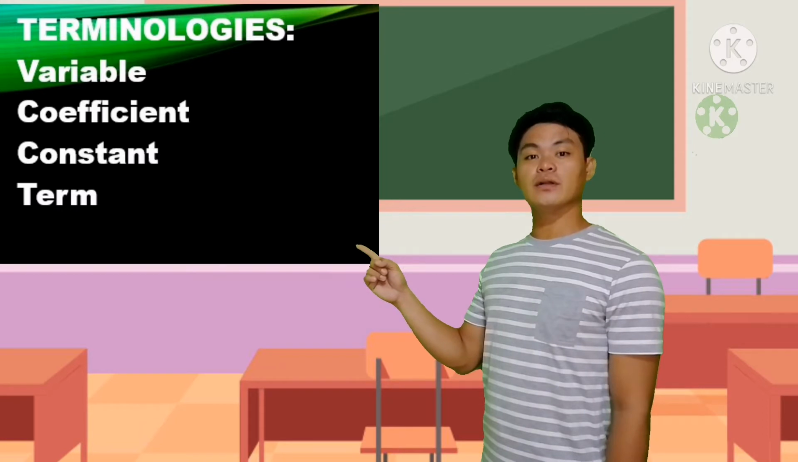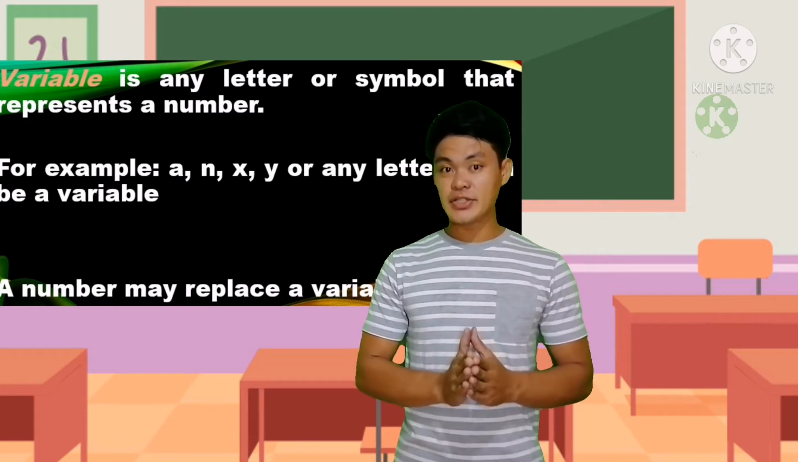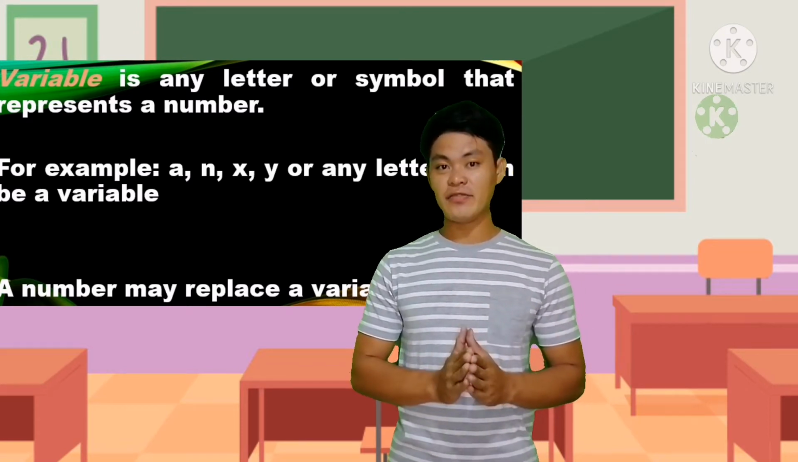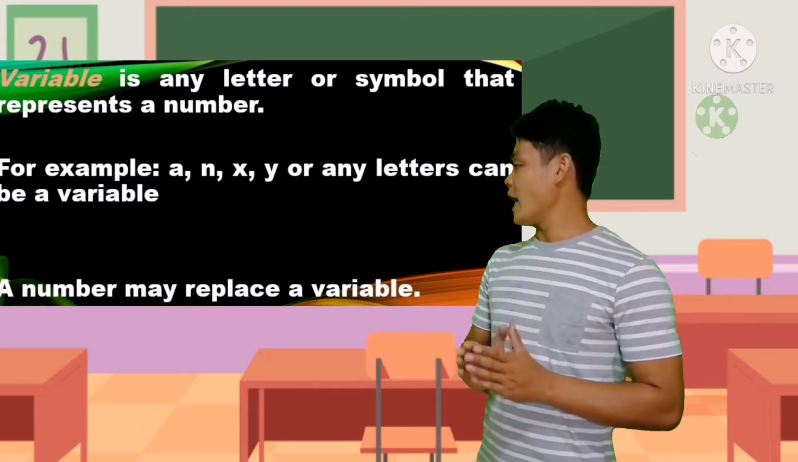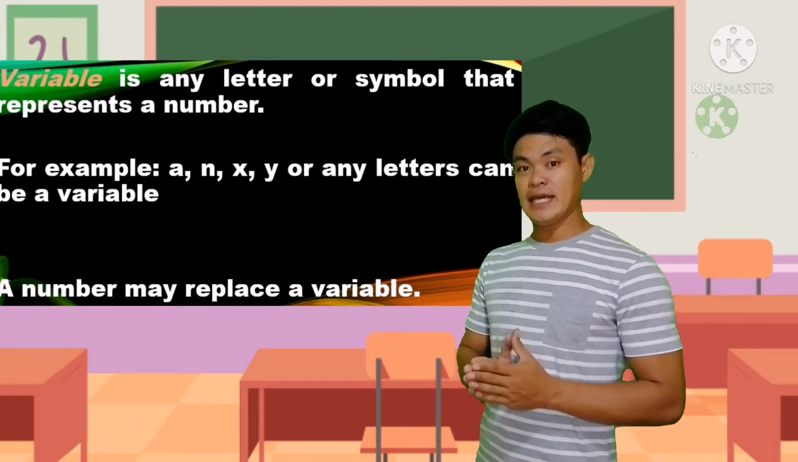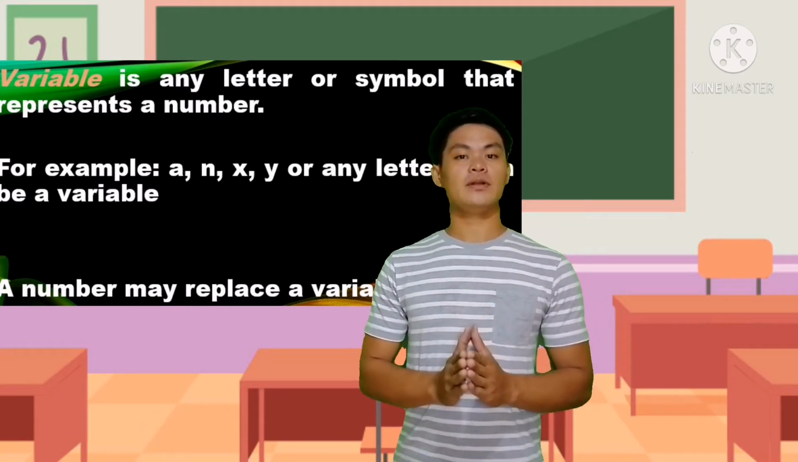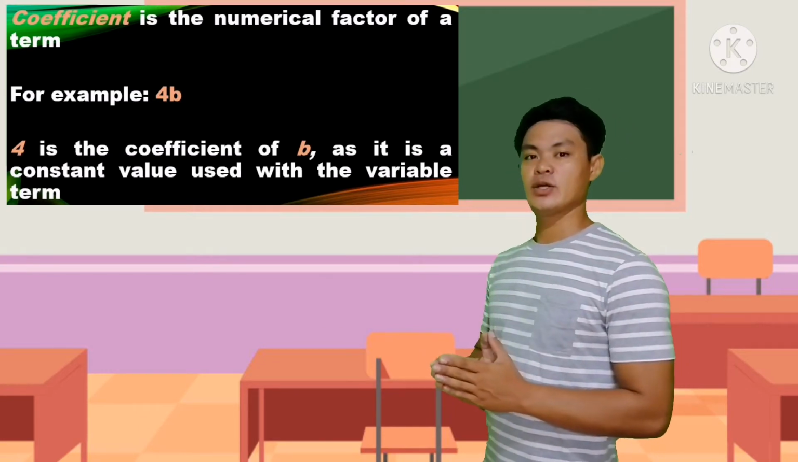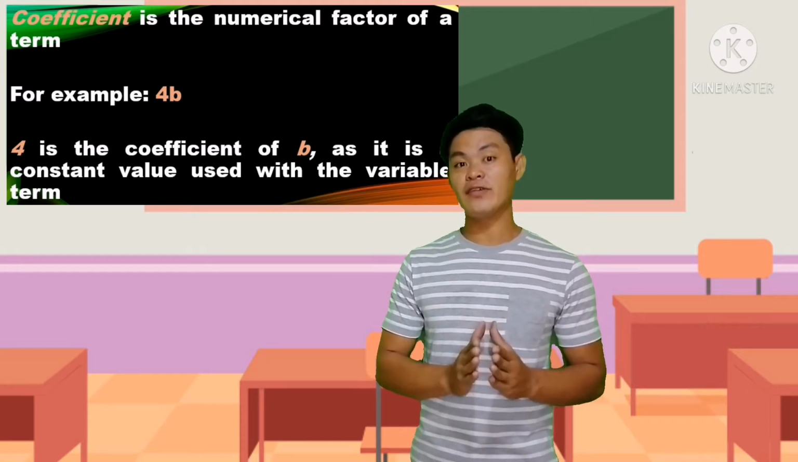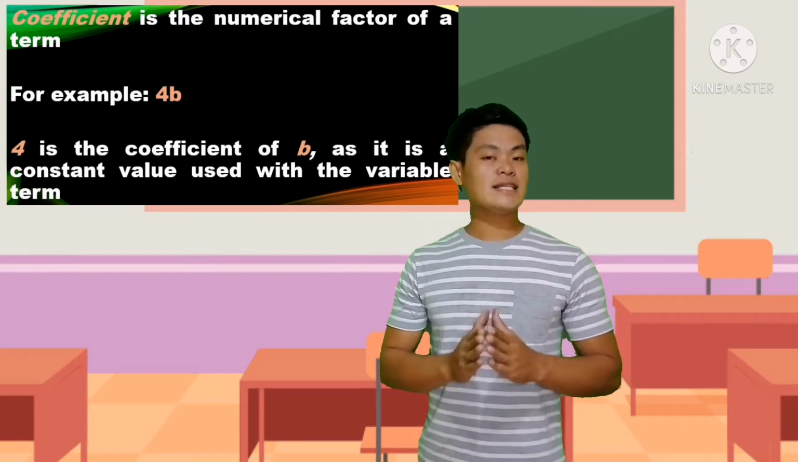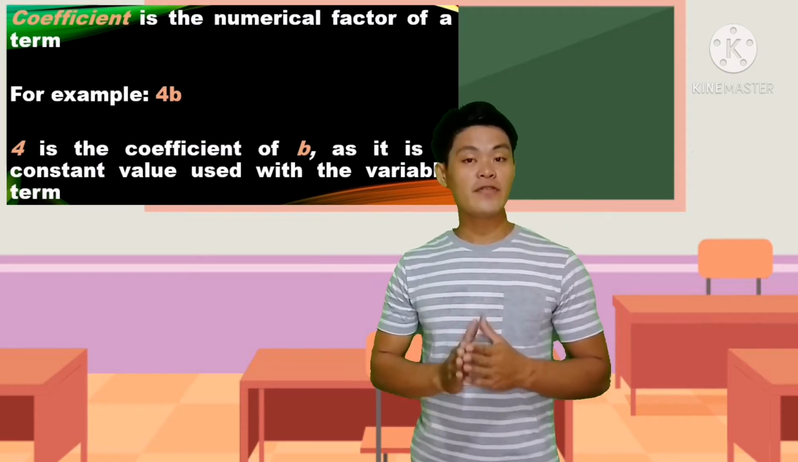First is variable. Variable is any letter or symbol that represents a number. For example, we have a, n, x, y, or any letters in the alphabet can be a variable. A number may replace a variable. Next, we have coefficient. Coefficient is the numerical factor of a term. For example, we have 4b. 4 is the coefficient of b, as it is the constant value used with the variable term.